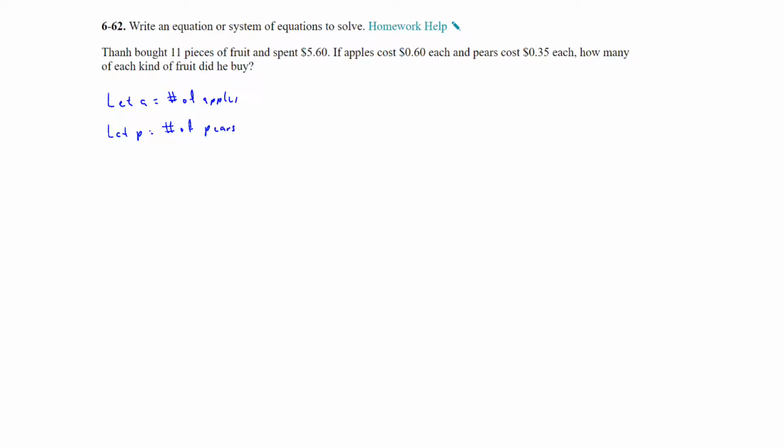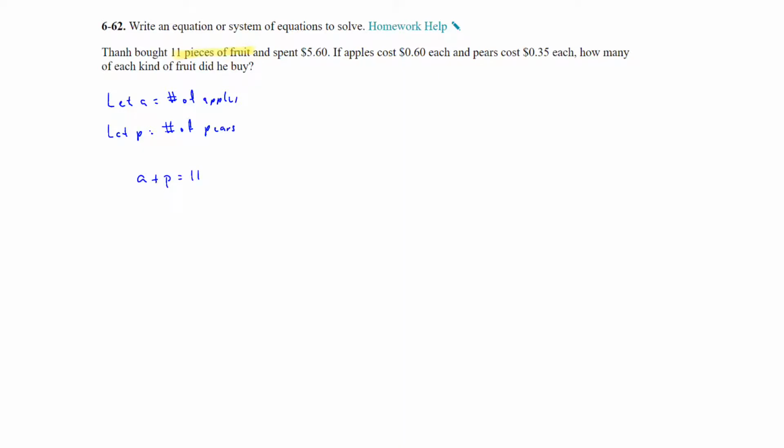Let's see, what do we have? So there's 11 pieces of fruit total. So right here in the first part, it does say he bought 11 pieces of fruit. So if we have 11 pieces of fruit, and there's A apples and P pears, then we know that if we add them up, we should get a total of 11 pieces of fruit.